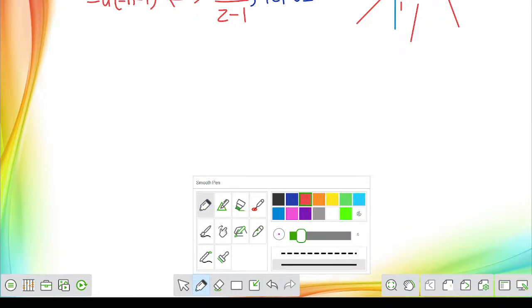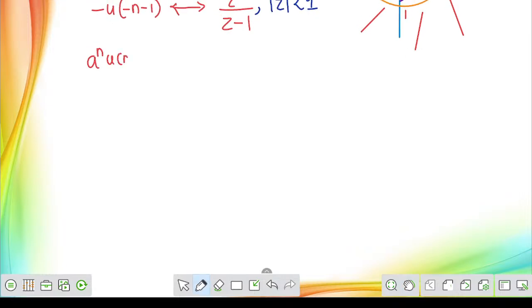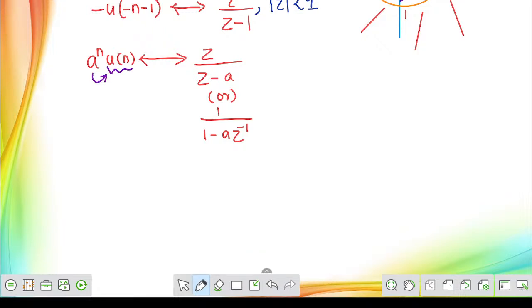Whenever a right-sided sequence is given, for example a power n into u of n, then its corresponding Z transform is Z upon Z minus a, or it can also be written as 1 upon 1 minus a into Z power minus 1. Both are correct. The given function is multiplied by u of n, which is a right-sided sequence. Right-sided means the region of convergence, mod Z, should be greater than a. It should be greater than that particular point.